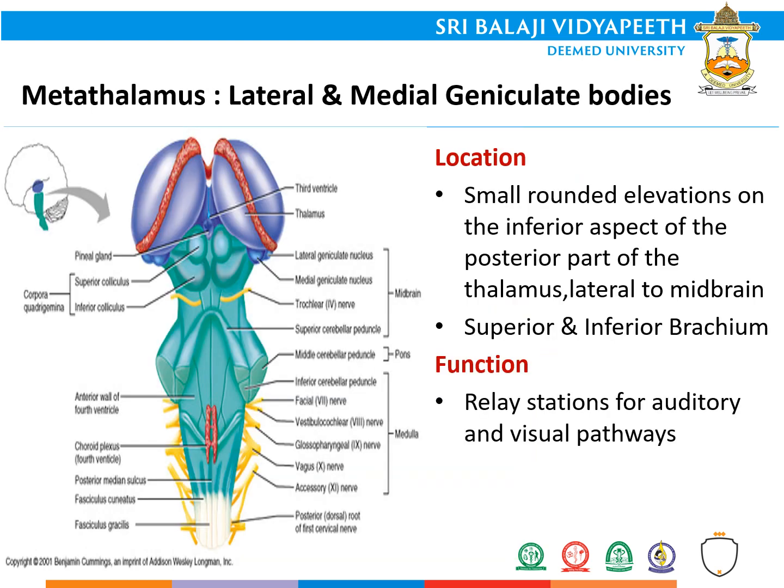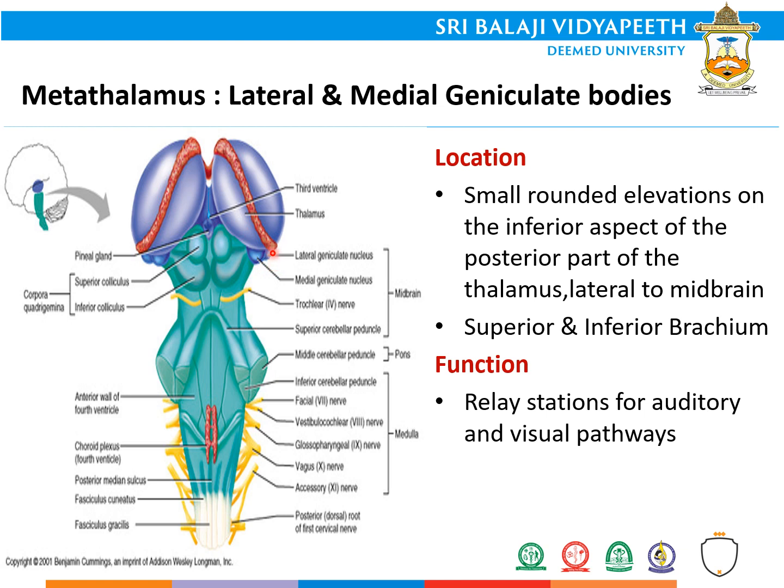Now coming to the metathalamus. The metathalamus includes the lateral and the medial geniculate bodies. Location. Now these are small rounded elevations on the inferior aspect of the posterior part of the thalamus, just lateral to the midbrain. So here this is the thalamus, and this is the rounded elevation on the inferior aspect of the thalamus. This is the medial geniculate body and lateral to that is the lateral geniculate nucleus.